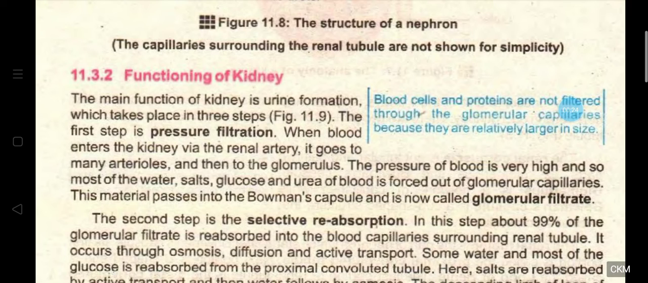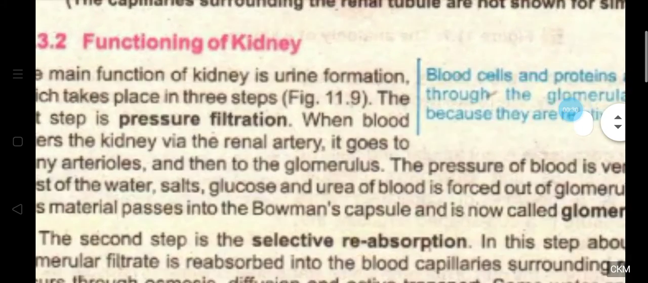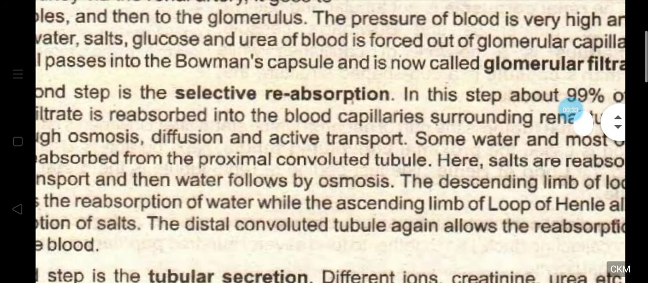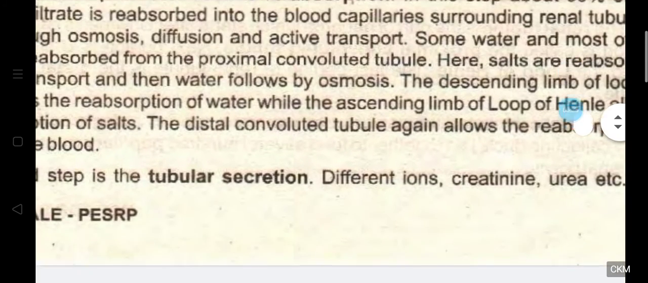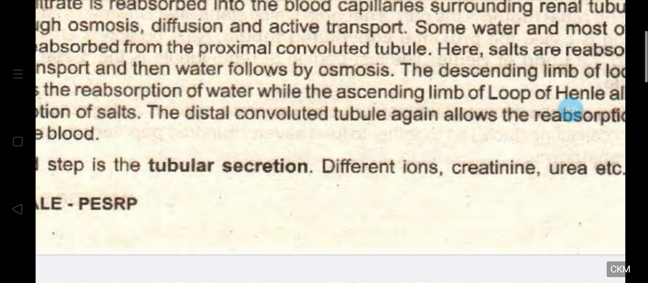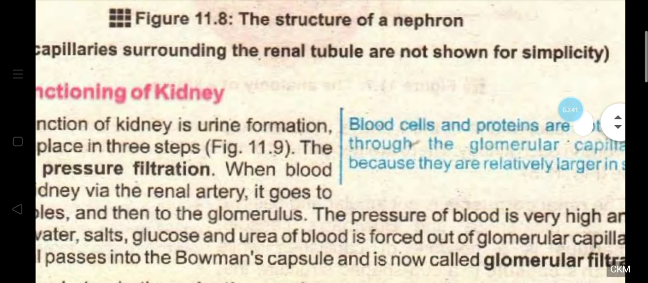How does it form the urine? The kidney forms the urine in three major steps. The first one is pressure filtration, the second is selective reabsorption, and the third one is tubular secretion. So before going on, we should know some basic things. Let's see.